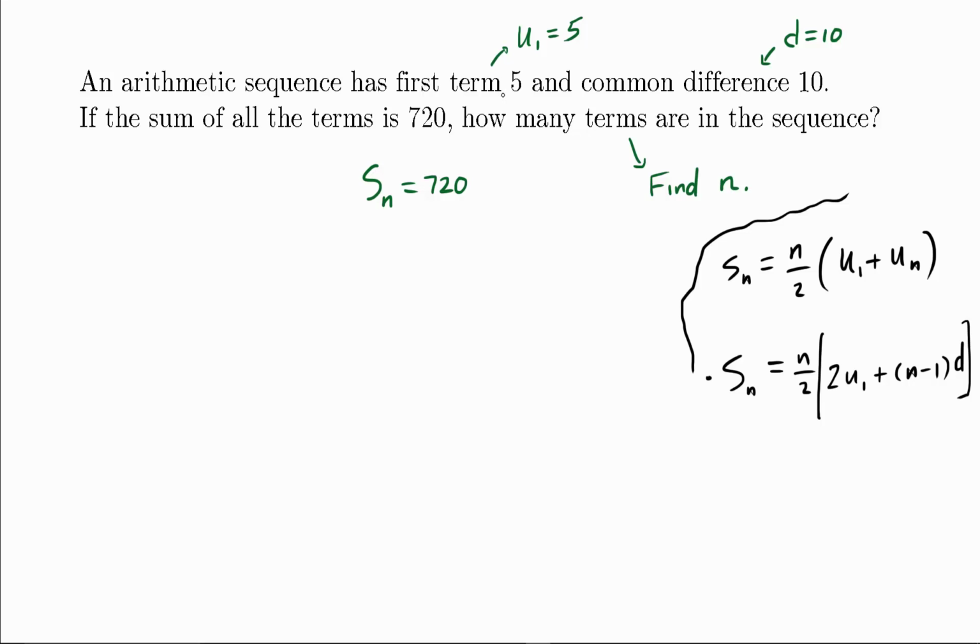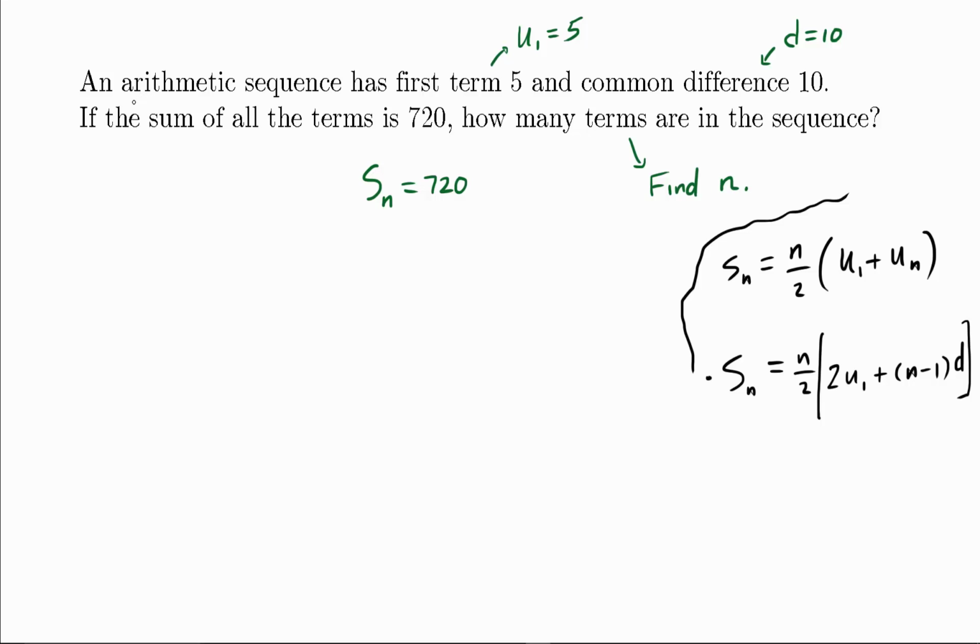Okay, so you basically try to write out the variables you know for this kind of word problem. The first term is 5, so U1 is 5. The common difference is 10, D is 10. We have the sum of all the terms 720, that's Sn equals 720. How many terms are in the sequence? So the question is find n.